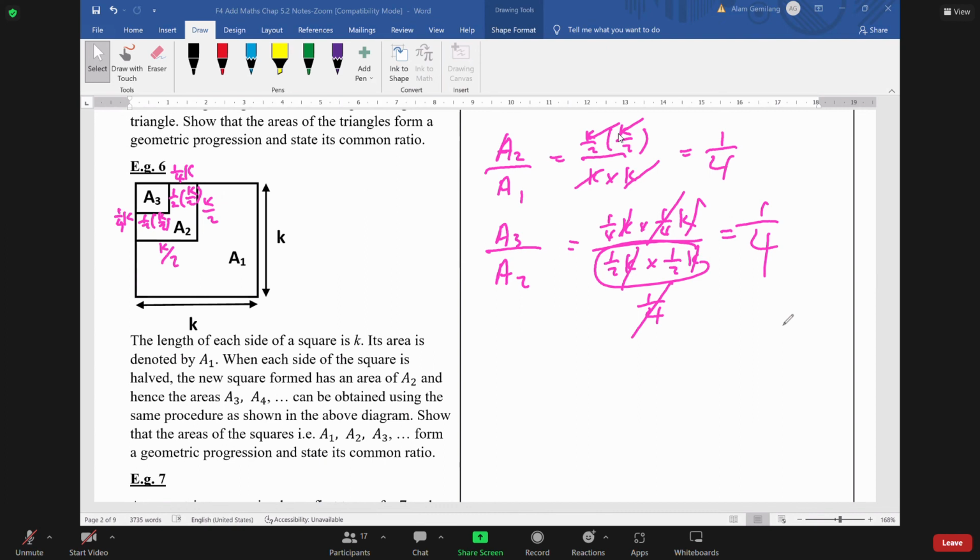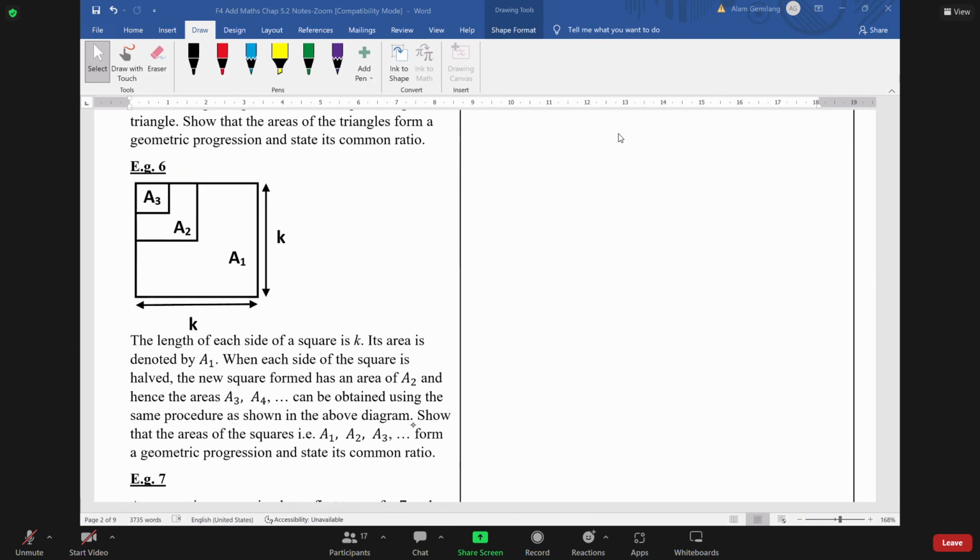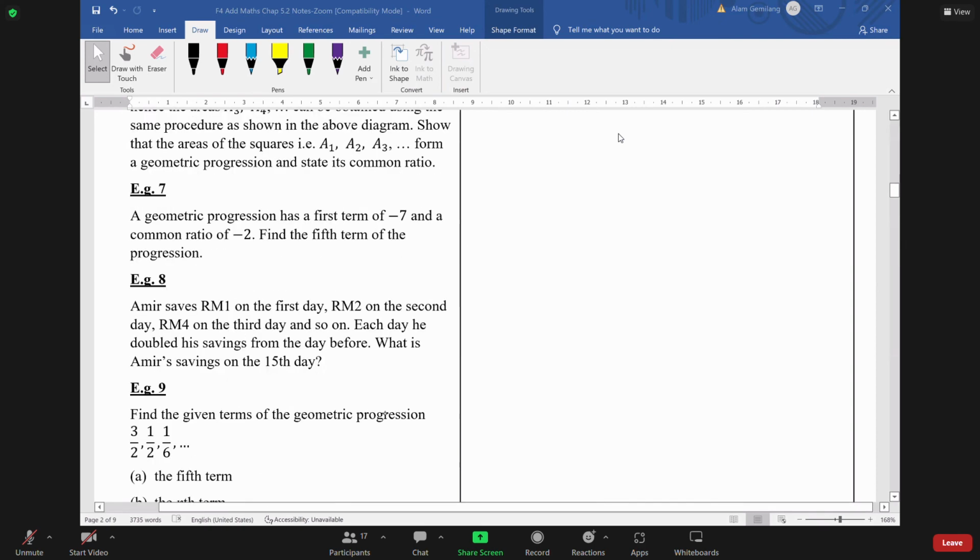Okay, so now we look at example 7. Find the fifth term. That's why I say you must remember the formula: Tn equals a r power of n minus 1. A geometry progression has a first term of -7 and a common ratio of -2. Find the fifth term of the progression. So find T5.